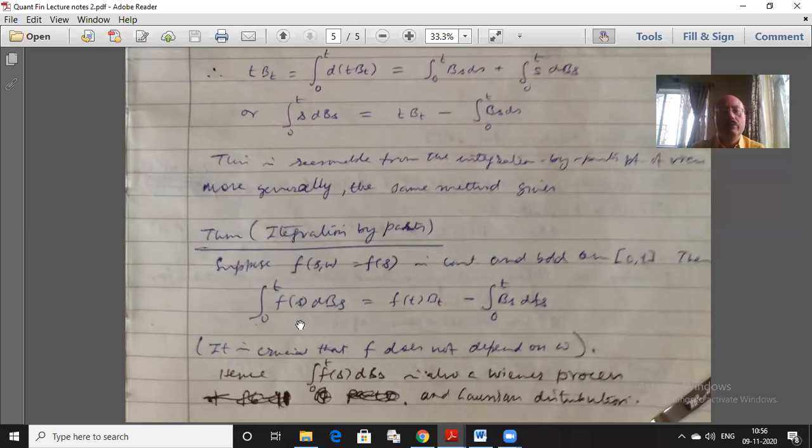So because of this equality here, all these f(s) dB_s type integrals will also be a Wiener process, and they will have the normal distribution. So that's the big advantage of this integration by parts result, that it not only gives us an operational formula for evaluating integrals, but it also gives us the Gaussian property to be inherited by the f(s) dB_s type integrals.